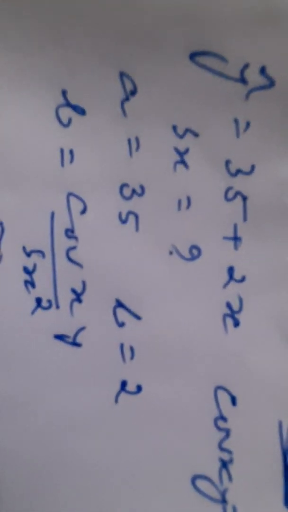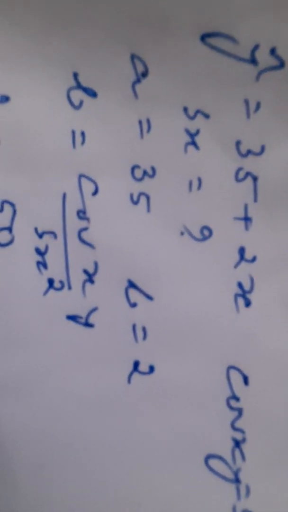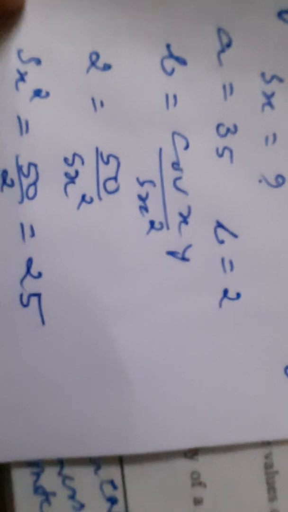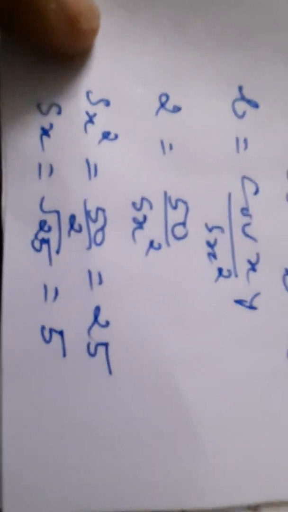Therefore b is equal to covariance xy upon sx squared, and covariance is given as 50, and b is 2, so 2 is equal to 50 by sx squared. Therefore sx squared is equal to 50 by 2, which is 25. Therefore sx is square root of 25, which is 5. So we got sx as 5 here. That is question number 7.